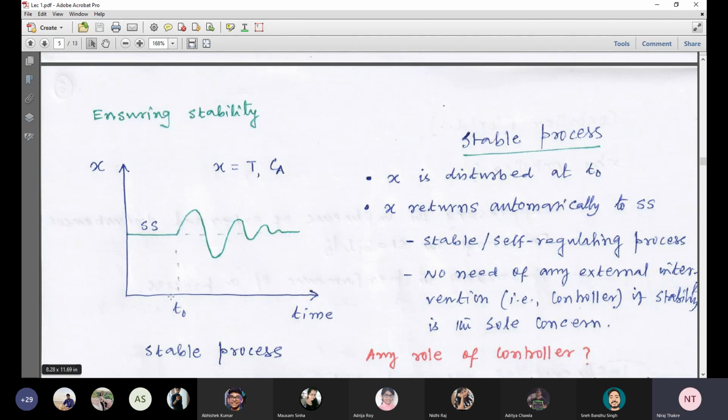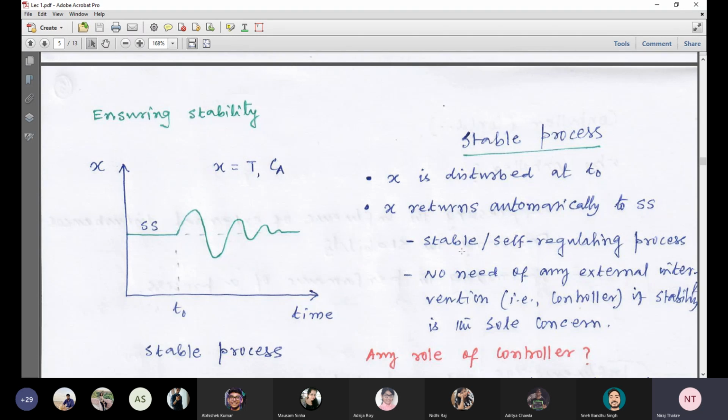Now at a particular time instant t0, this process is irritated by a disturbance. And because of that disturbance, the process output X starts oscillating. And if you see, this oscillation is with decreasing amplitude. It is quite obvious that the process output, after getting disturbed by an external disturbance, is coming back to the original X. That's why this process is called a self-regulating process.